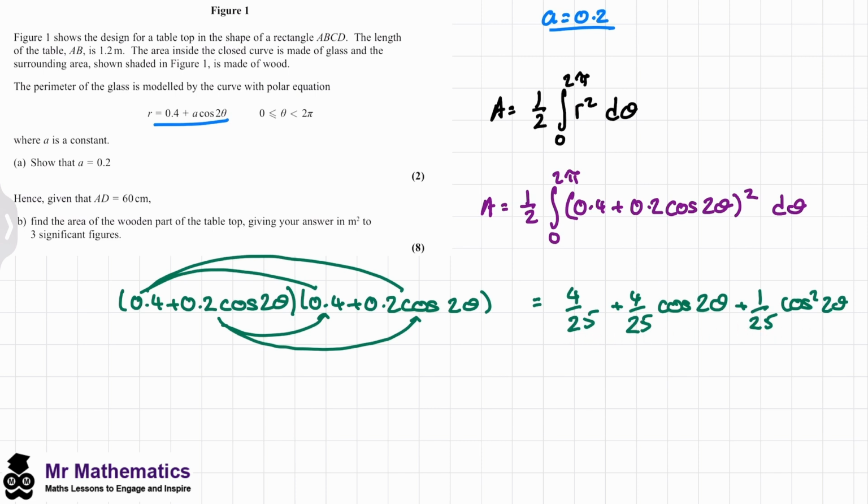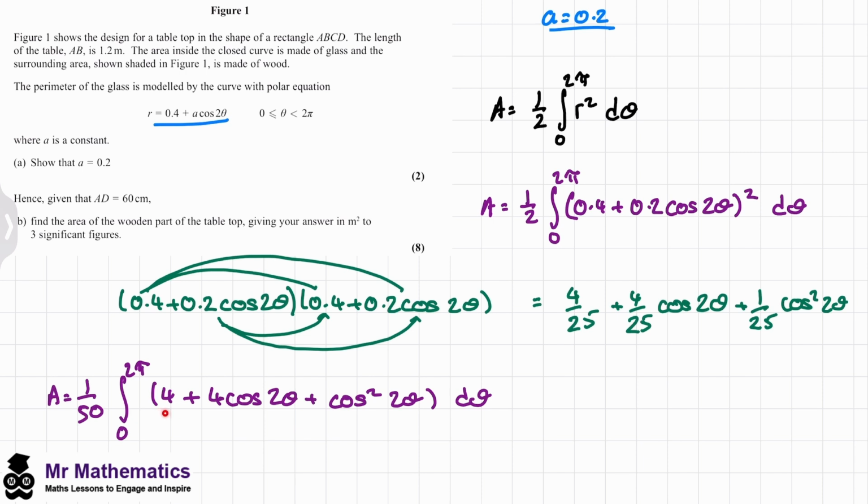And to make this simpler, I'm going to pull out the 25th in front of the integral sign. So the area will be 1/50th, then we'll have the integral between 0 to 2 pi, 4 plus 4 cos 2 theta, plus cos squared 2 theta. Okay? We can easily integrate the 4, and we can integrate this quite easily. We need to use the double angle formulae to help us integrate this.